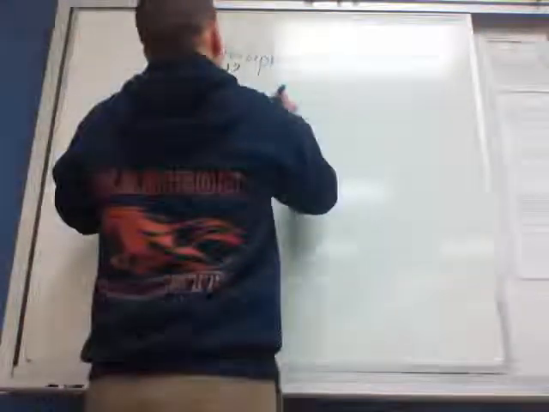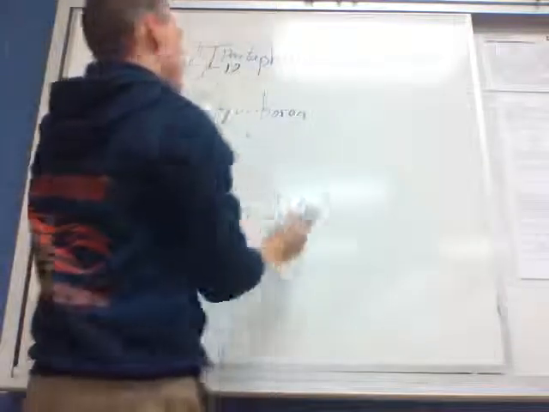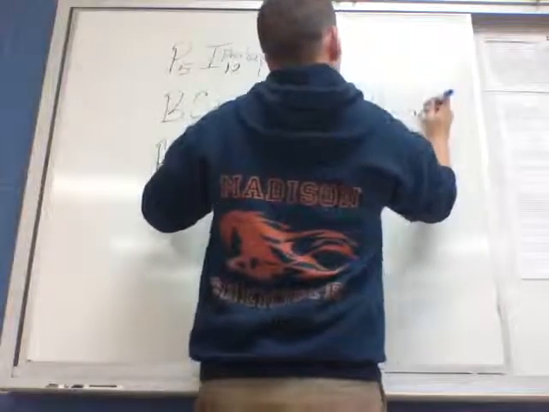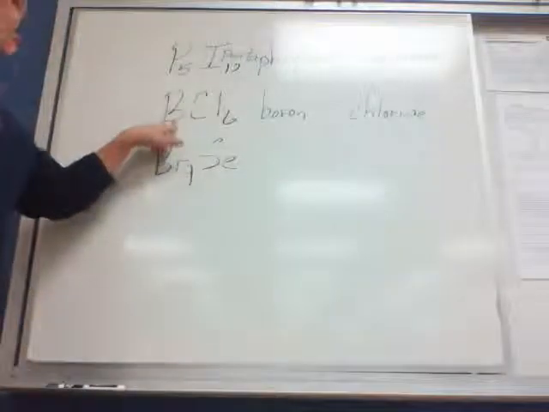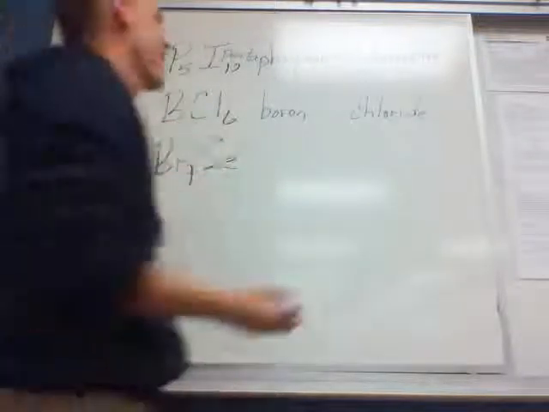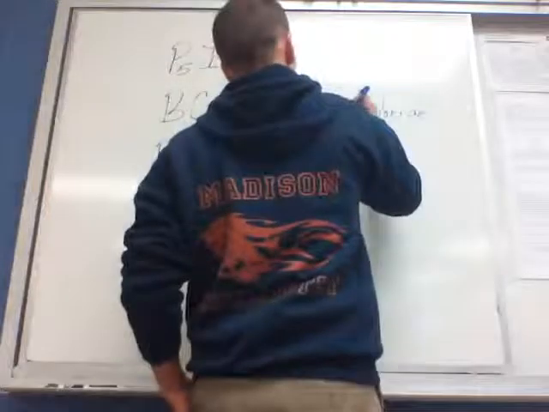B is boron. Cl is chloride, ending in IDE. There's one boron, but we never put mono in front of the first word, so just leave it as boron. And there's hexachlorides.